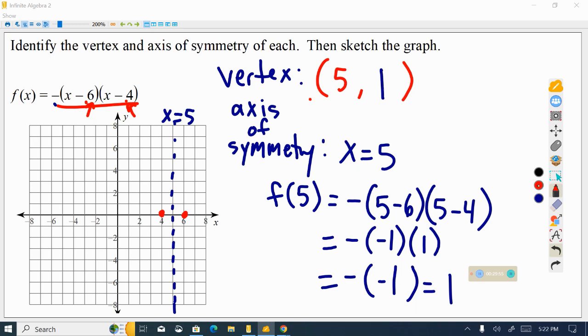So now I know where the vertex is. The vertex is at the point x equals 5, y equals 1. So that means if I go over 5, I'm going to go up 1, and that's the vertex right here. So this point is our vertex. Okay, this graph has a negative leading coefficient. So again, that tells me if I go over 1, I have to go down 1 squared. Again, I go back to the vertex every time when I'm doing this. If I go over 1, I go down 1 squared.